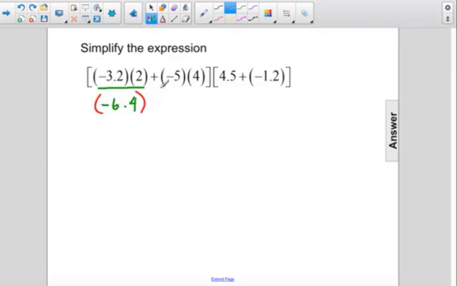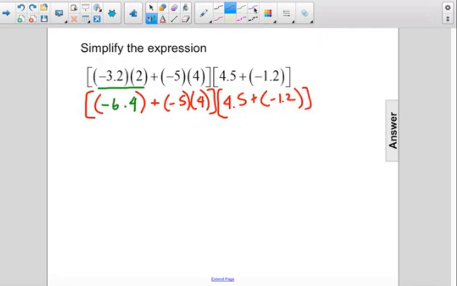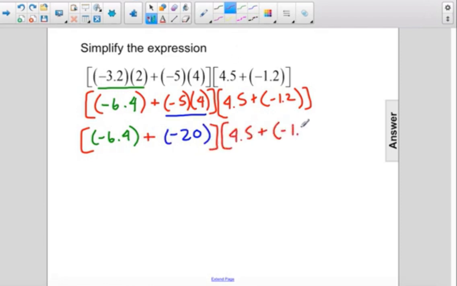Now I'm going to write the rest of the equation out as it stands. 4, and I put all of that inside brackets. Brackets 4.5 plus negative 1.2. Alright, so first things first, we did this piece. Next, we're going to do the multiplication inside of the first brackets that's on the right side. So that is negative 20. So we can write out negative 6.4 plus our negative 20, which we can put into parentheses, brackets, and then 4.5 plus negative 1.2.